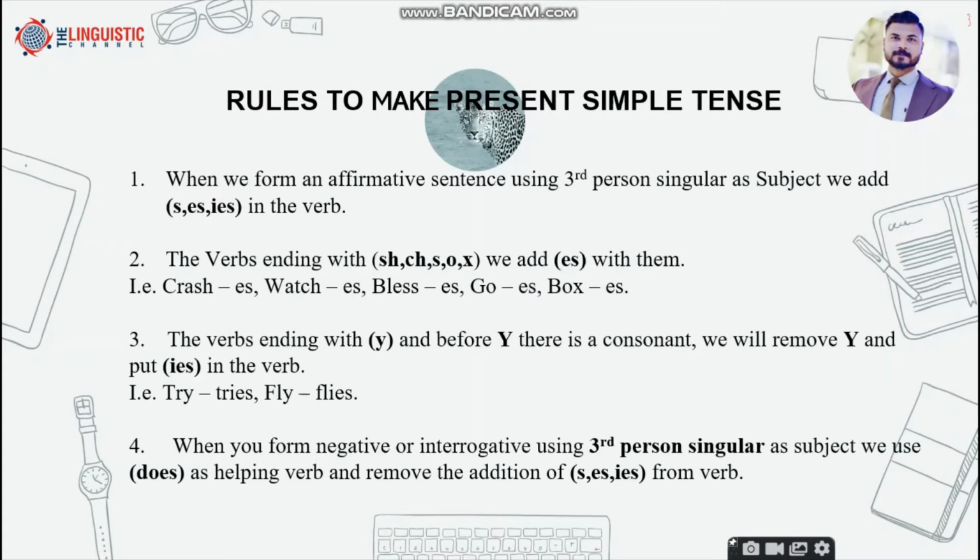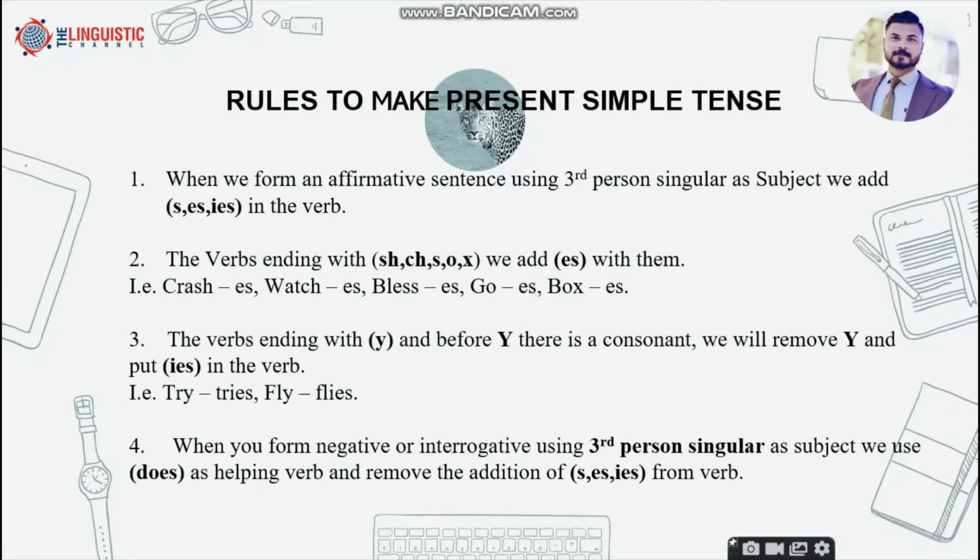Rule number 1. Whenever we form an affirmative sentence, affirmative, in Urdu it means sada, or in Hindi you call it sada jumla, and in English you call it affirmative or a positive sentence which does not have any negation or interrogation in that, using third-person singulars as subject. Do you know what is a third-person singular? He, she, it, and any singular name is called third-person singular, okay?